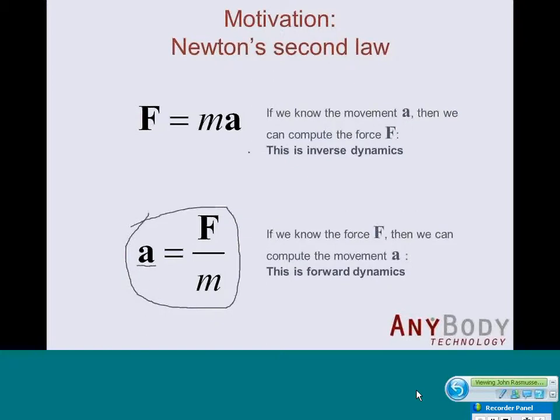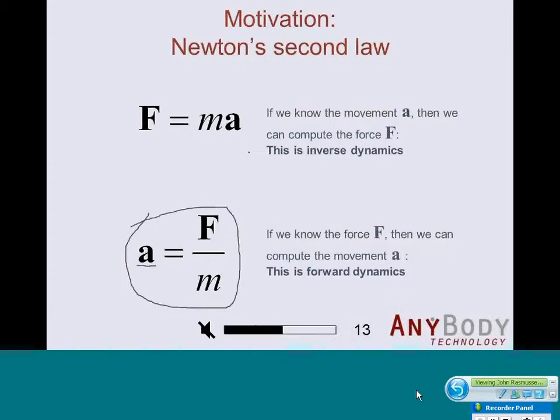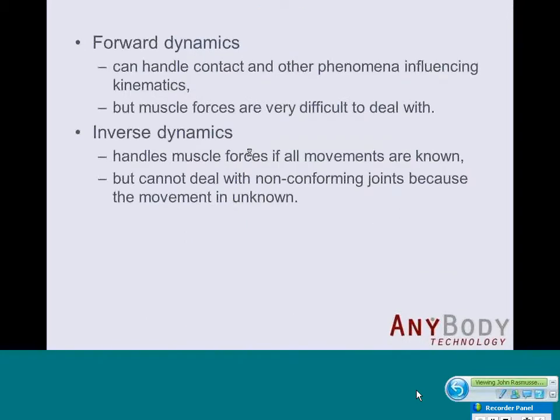The other option is you can do forward dynamics. Forward dynamics has the advantage that you can handle some complex phenomena, namely cases where you don't know exactly what the movement is. But the disadvantage is you have to know what the forces are. And if you don't know what the muscle forces are, then you have to get into very complicated and very time-consuming calculations to figure that out. Now, this turns out to be sort of a catch-22 problem, and I'm going to try to explain why.